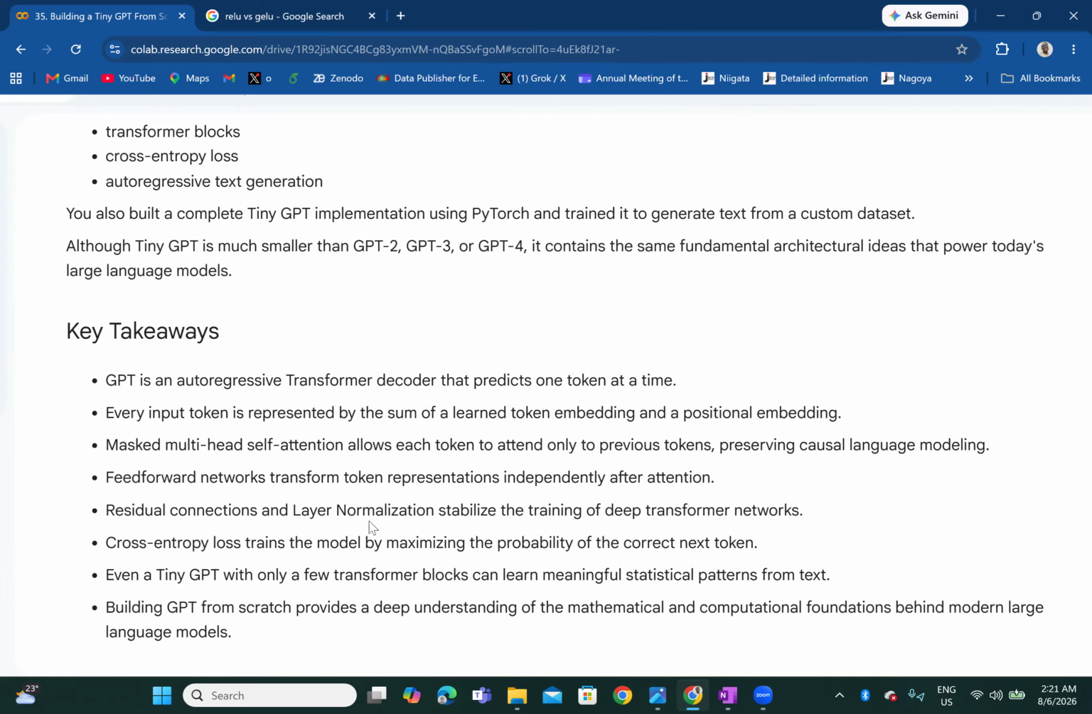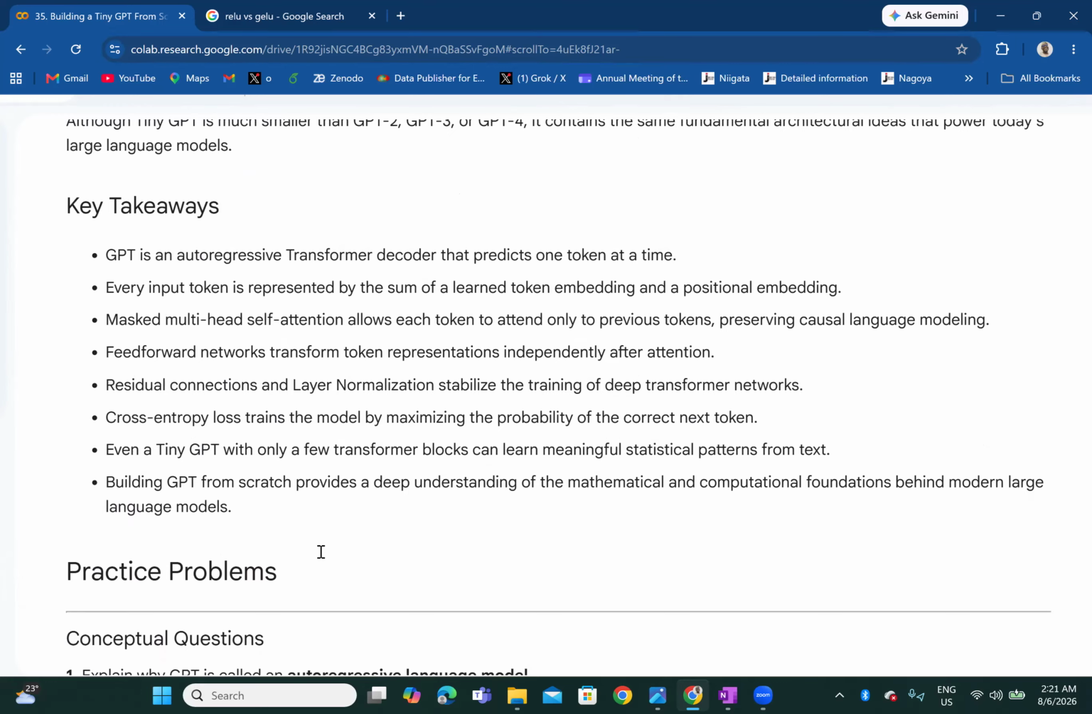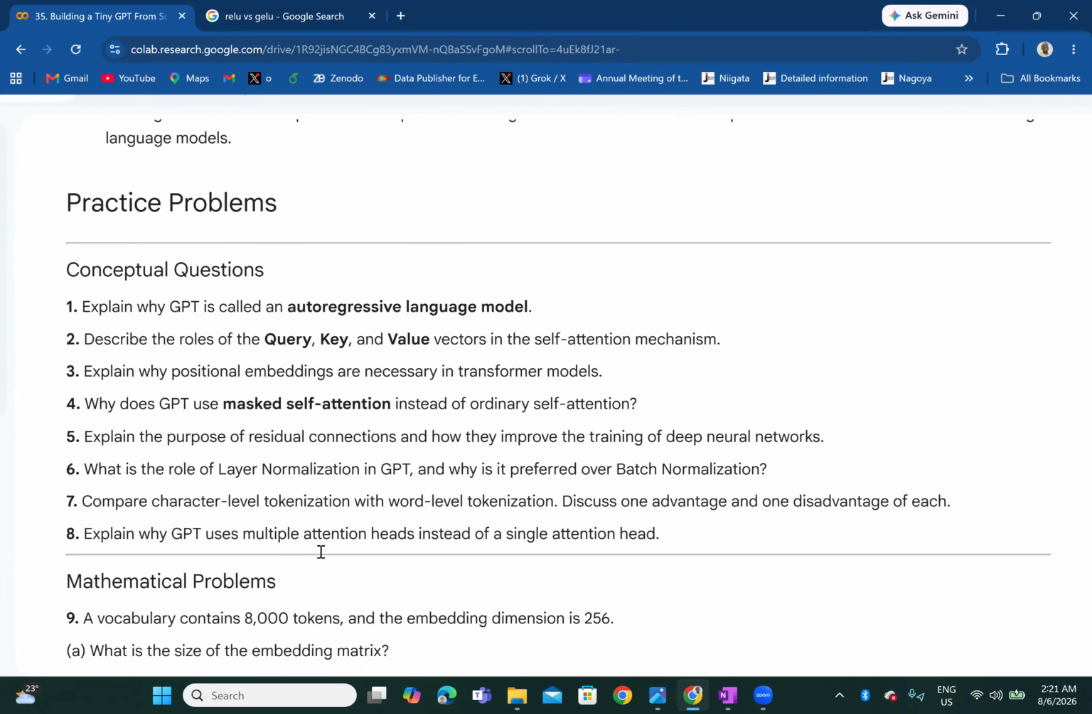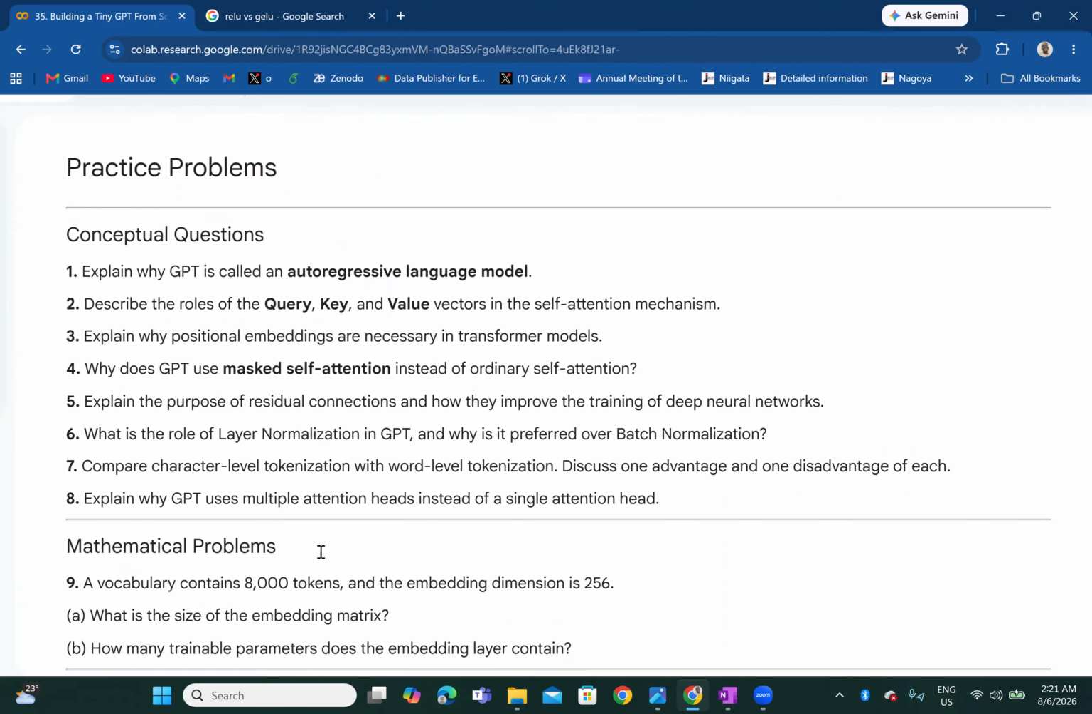Then feed-forward networks transform token representations independently after attention. And you have residual connections and layer normalization, stabilizing the training of deep transformer networks. Then cross-entropy loss trains the model by maximizing the probability of the correct next token. And even a tiny GPT with only a few transformer blocks can learn meaningful statistical patterns from text, just like what we saw the first time. Building GPT from scratch provides a deep understanding of the mathematical and computational foundations behind large language models. So if you want to really understand what is driving ChatGPT, this is a very good case for us here. Then we have our practice problems.